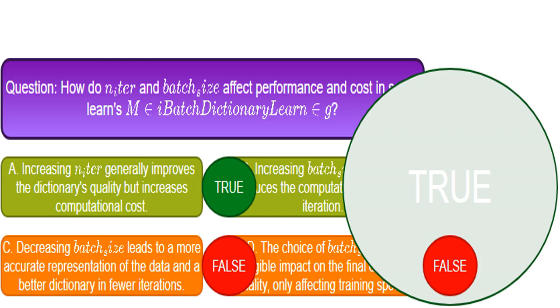I find that increasing the batch size reduces the computational cost per iteration. A larger batch size means the algorithm processes more data points at once, reducing the overhead of processing many small batches. However, it might require more iterations to converge to a solution.